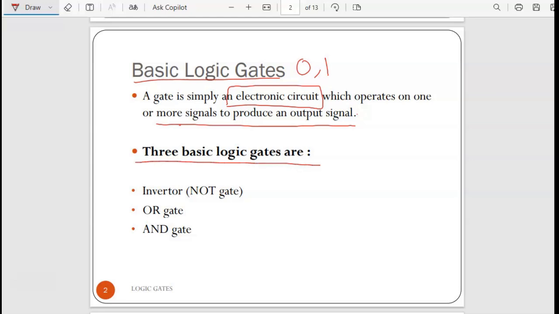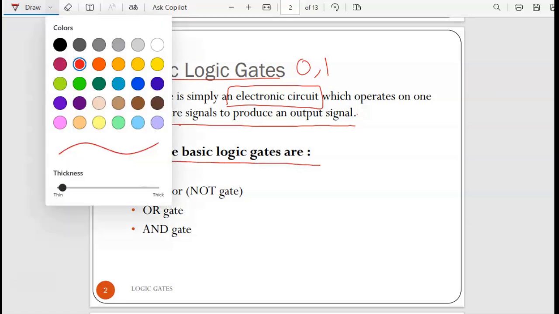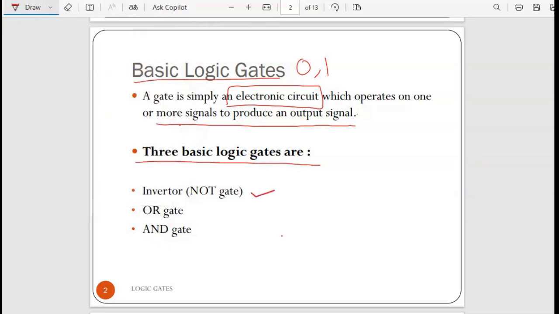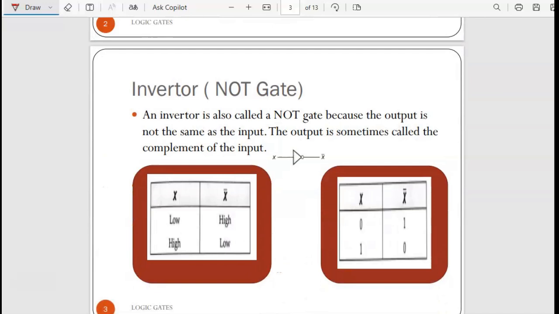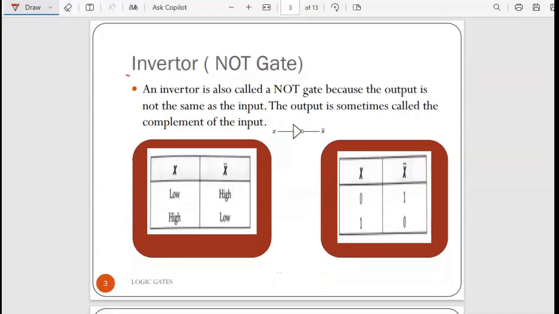Now this is based on the three logic gates. We have the inverter, we have the OR gate, and we have the AND gate. In detail, we are going to cover all three gates one by one. So the first one is the inverter, which is a NOT gate.